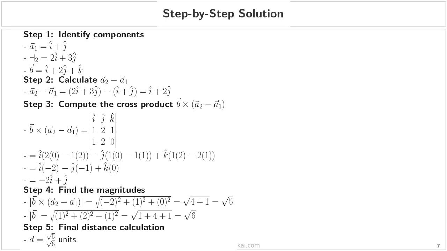Finally, in step 5, we apply our formula from the earlier slides. We divide the magnitude of the cross product by the magnitude of the direction vector. This gives us a final distance, d, of the square root of 5 over the square root of 6 units. As we move to the next slide, keep this calculation in mind, as I will highlight some common pitfalls students encounter when performing these exact steps.